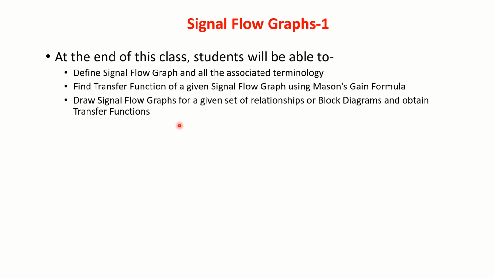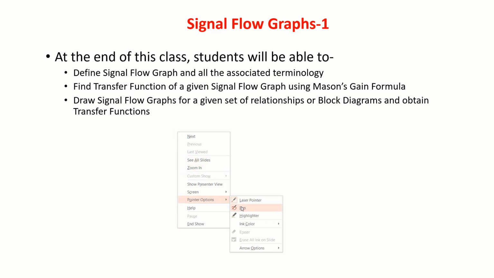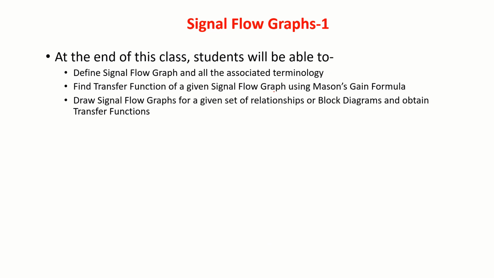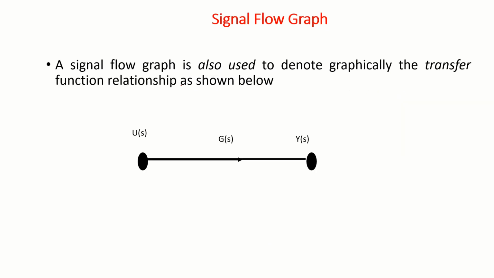So it's another method of finding out transfer function. Here again, if you have a complex system, a set of equations can be written. From those equations, we can create the signal flow graph. From the signal flow graph, we can use Mason's gain formula and we can determine the transfer function. Okay, right. So let us define terminology.